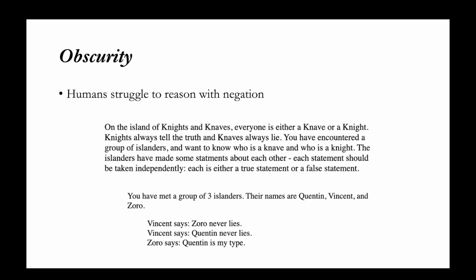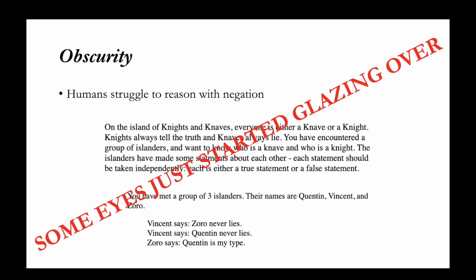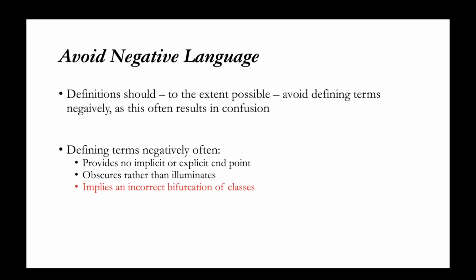It's not obvious. You have to work it out. And you probably make a mistake because reasoning with negation is not easy. I'm not going to let you do it. Some of your eyes just started glazing over. What I'm saying, though, leads right into one of the other costs of negative language and definitions. They imply incorrect bifurcation of classes.